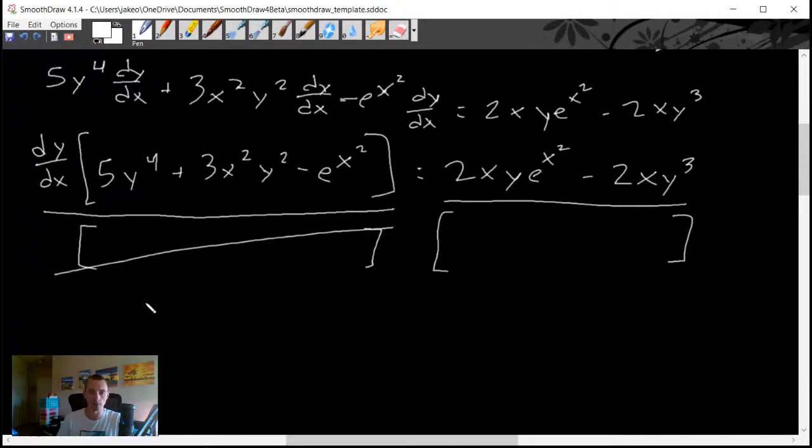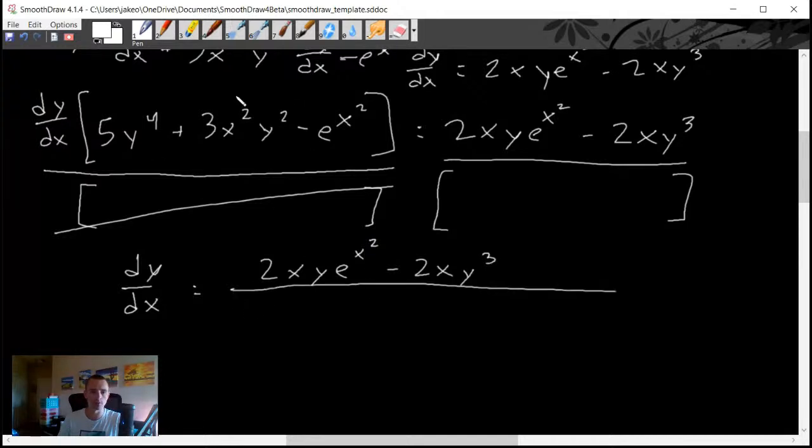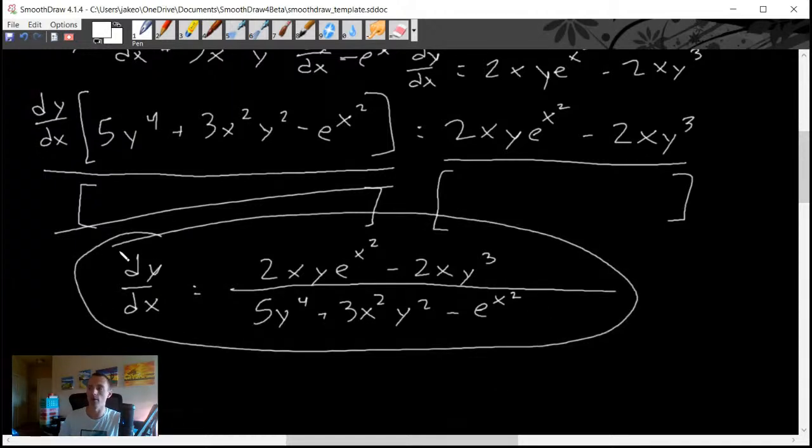And then you'll just be left with dy dx equals everything on the right side of your equation all over everything that was within the brackets here. And then that's going to be it. We've solved for our dy dx at that point.